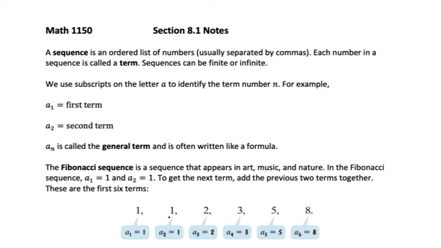You see that we have the commas separating the terms, and we use subscripts on the letter A to identify the term number n. An important thing to keep in mind when you're working with sequences: n is the term number. So for example, we say a sub 1 is the first term, a sub 2 is the second term. We use n, a sub n, this is called the general term, and it's often written like a formula, and we're going to see some examples of that in a minute.